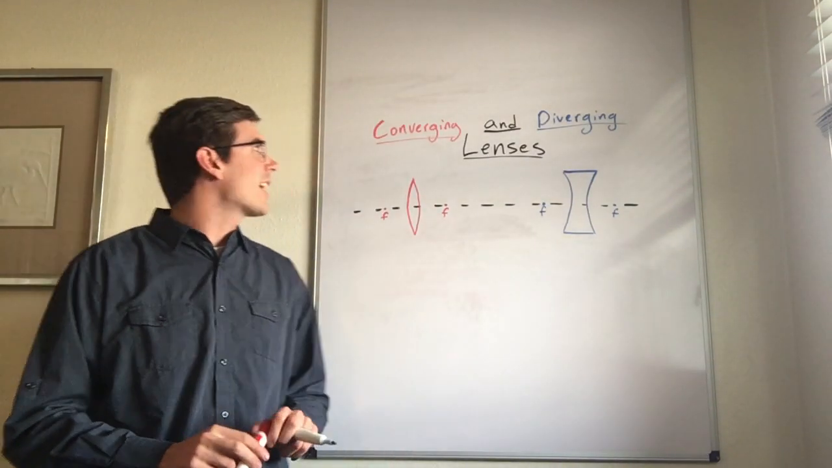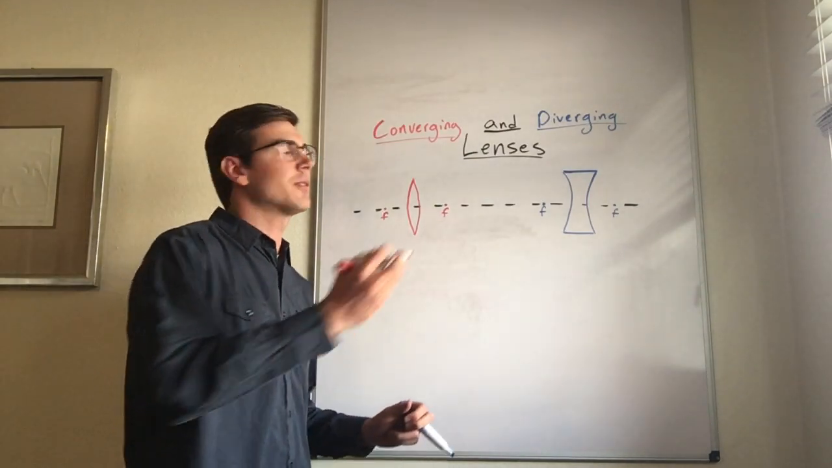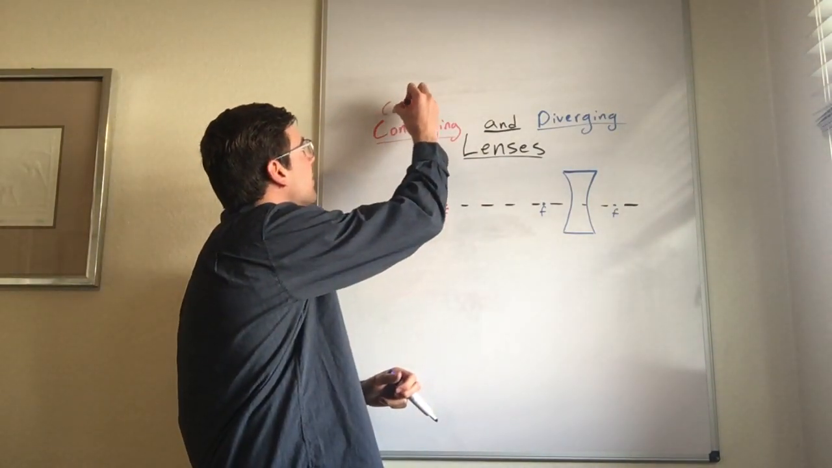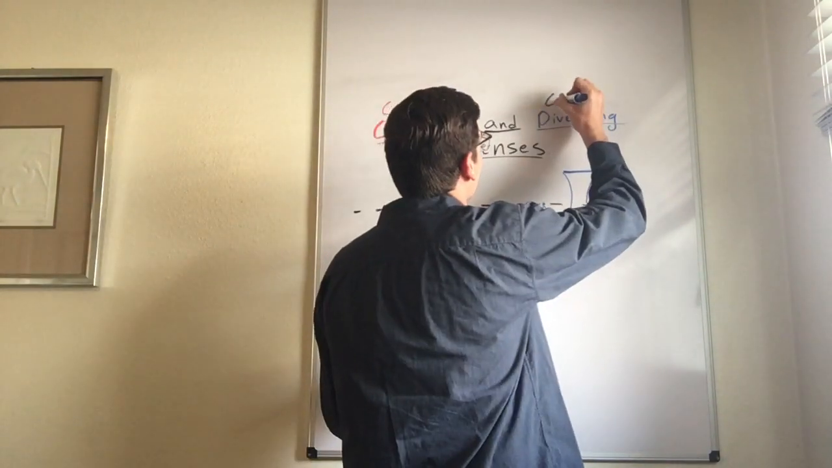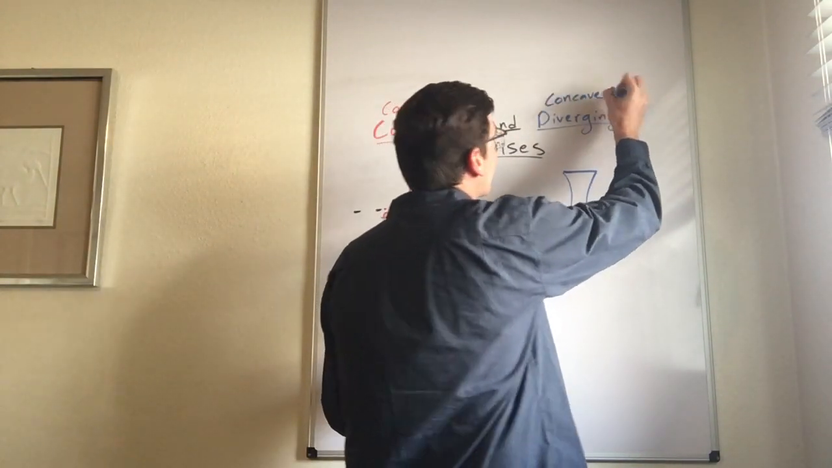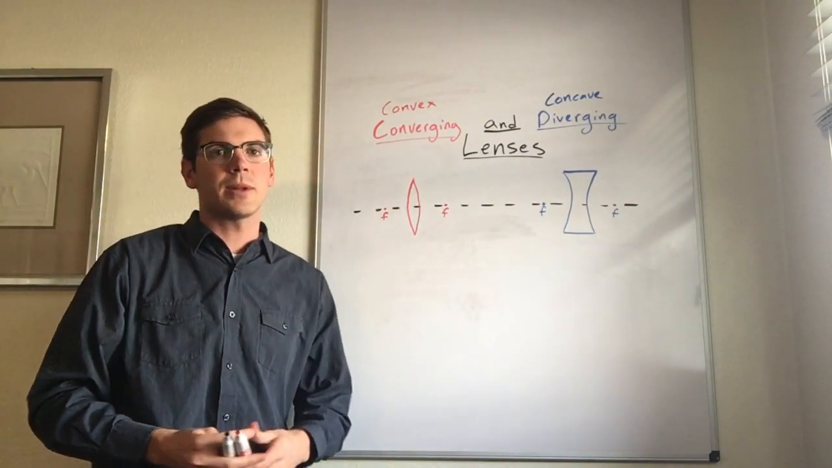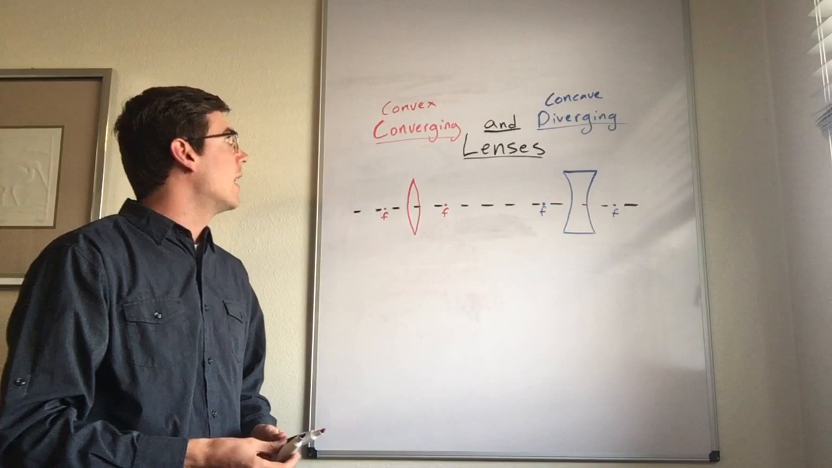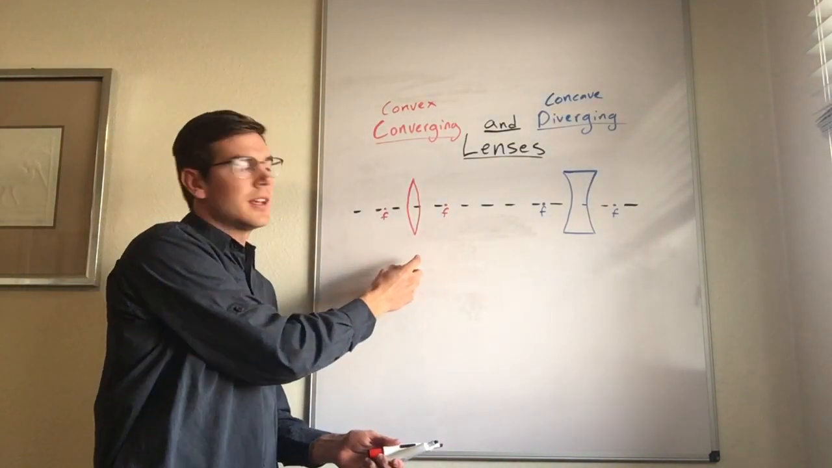Hello, today we're going to be talking about converging and diverging lenses. These are also often referred to as convex and concave lenses. These are just different names that they're often referred to as, and you're probably going to need to know both of them. You can tell it's a convex or converging lens by the way it's shaped.